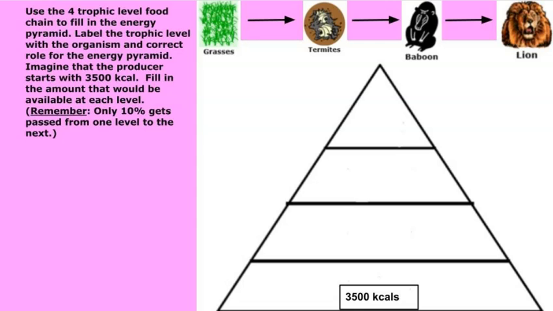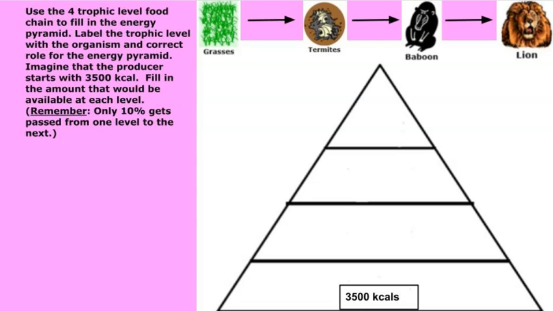All right. This one says, use the 4 trophic level food chain to fill in the energy pyramid. Label the trophic level with the organism and correct role for the energy pyramid. Imagine that the producer starts with 3,500 kilocalories. Fill in the amount that would be available at each level. Remember, only 10% gets passed on from one level to the next.